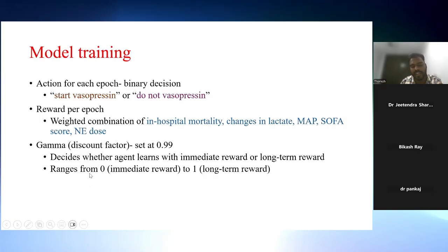The gamma factor ranges usually from 0 to 1. As I've discussed about the rewards earlier, this reward can be an immediate reward or a long-term reward. The immediate reward can be, for example, if the machine agent tells to start vasopressin, the change in MAP or the change in lactate levels. But the change in mortality or change in SOFA score can be a long-term reward. So based on the effect we need, it can be set either at the level of 0 or kept at the level of 1. Here they have kept it at 0.99. Probably they are also taking mortality into account as a primary outcome.